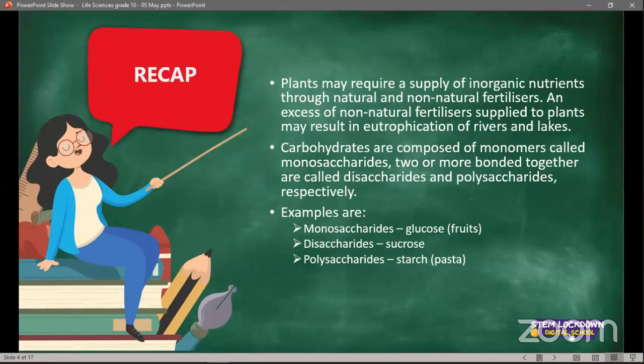So examples of these are for monosaccharides, we have the glucose. Those are your simple sugars. We have your fructose for monosaccharides. And for disaccharides, we have your sucrose, your maltose, your lactose, that is your milk sugar. And for polysaccharides, we have examples such as your starch and cellulose. And for starch, in our everyday life, our starch is your pastas, your bread, your rice, potatoes, etc. Now that is what we covered yesterday.